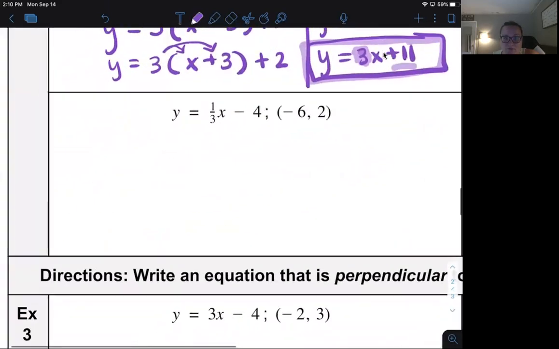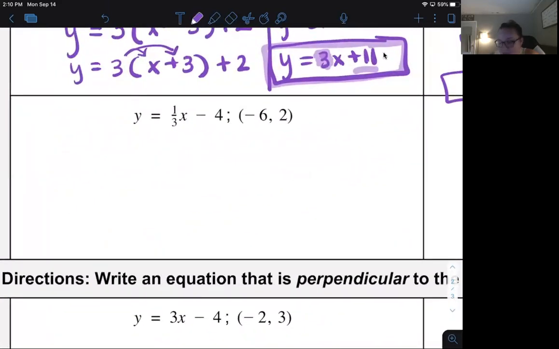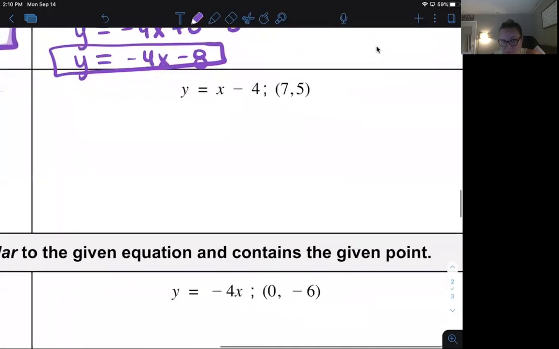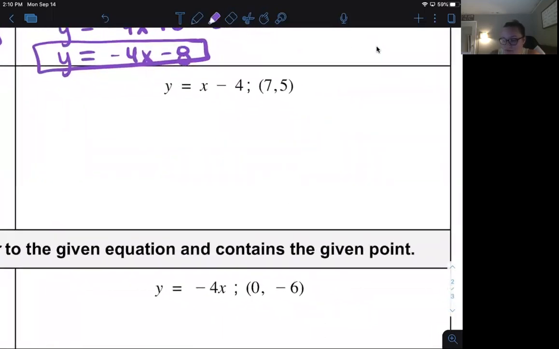So now I want you to write the equation of a line that's parallel to this line, y equals 1/3 x minus 4, and contains this point. Go for it. Next, I want you to write another equation of a line that's parallel to this line, y equals x minus 4, and contains this point, 7, 5.